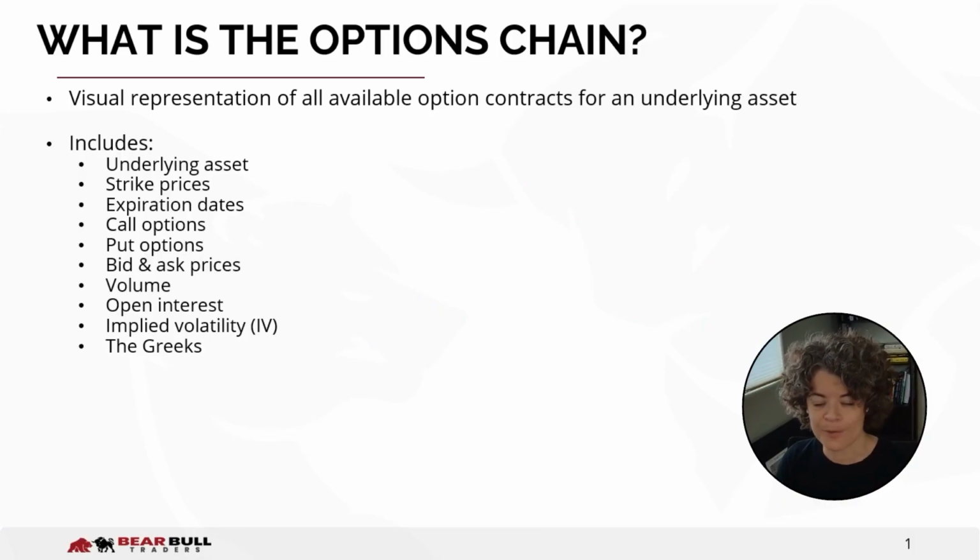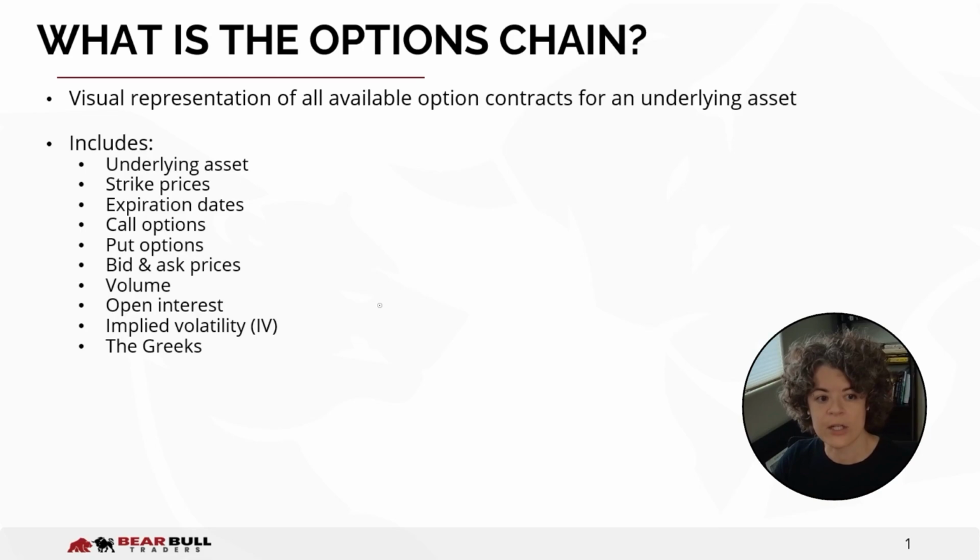So let's talk about the options chain. This is where you're going to be placing your orders. So it's good to understand what's included in it and just have a general overview of how to utilize it. As this states, the options chain is the visual representation of all available option contracts for an underlying asset. It's where you're going to be spending a lot of your time when you're trading options.